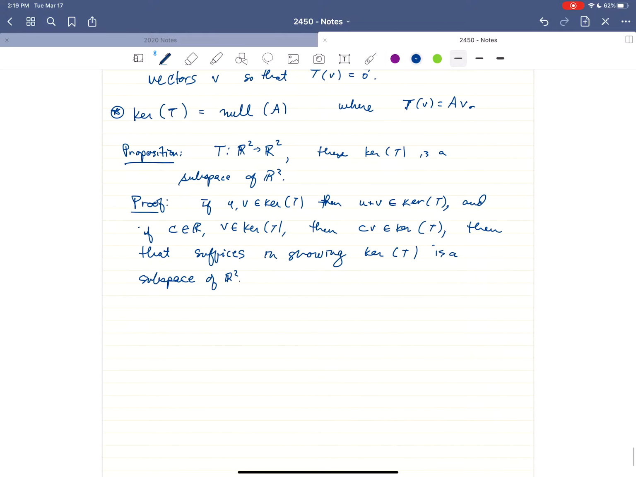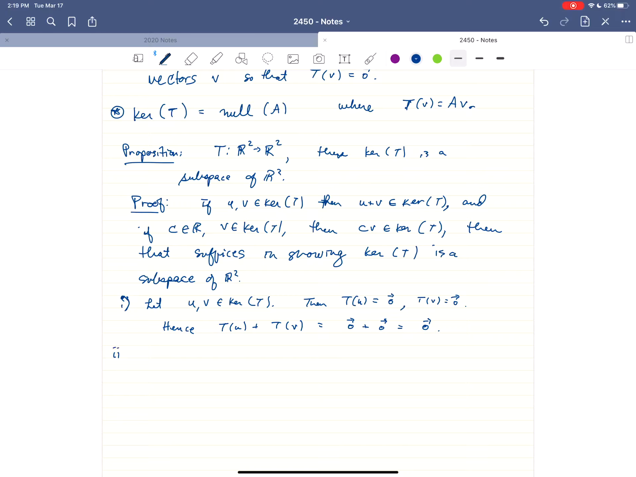And so let's just let U and V be in the kernel. Again, I'm not assuming anything about T other than the fact that it's linear. Then what does that mean other than to say that T of U is the zero vector and T of V is the zero vector? And hence, by linearity, T of U plus V is T of U plus T of V, which is the zero vector plus the zero vector, better known as the zero vector. Okay, so that's the first thing.